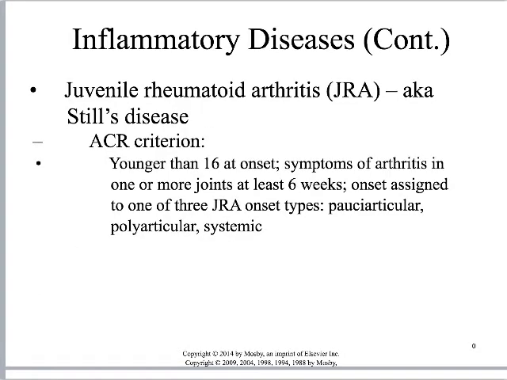If you're wondering what could be worse than rheumatoid arthritis, juvenile rheumatoid arthritis is about as bad as it gets. Still's disease, and there's an ACR criterion for this, which is that the patient is younger than 16 years of age at onset of disease. We're going to see symptoms of arthritis in one or more joints for at least 3 weeks. Onset types are assigned to these different types of arthritis. You don't necessarily need to know these types, but just know that this criteria is defining what it is as opposed to rheumatoid arthritis. Specifically, it's happening when people are younger. It's the same autoimmune process, but it's happening in a younger individual.